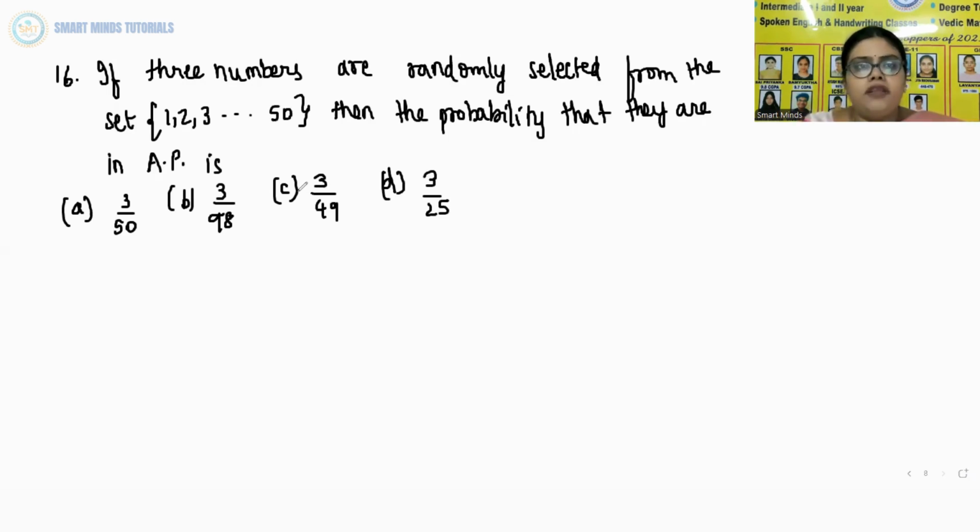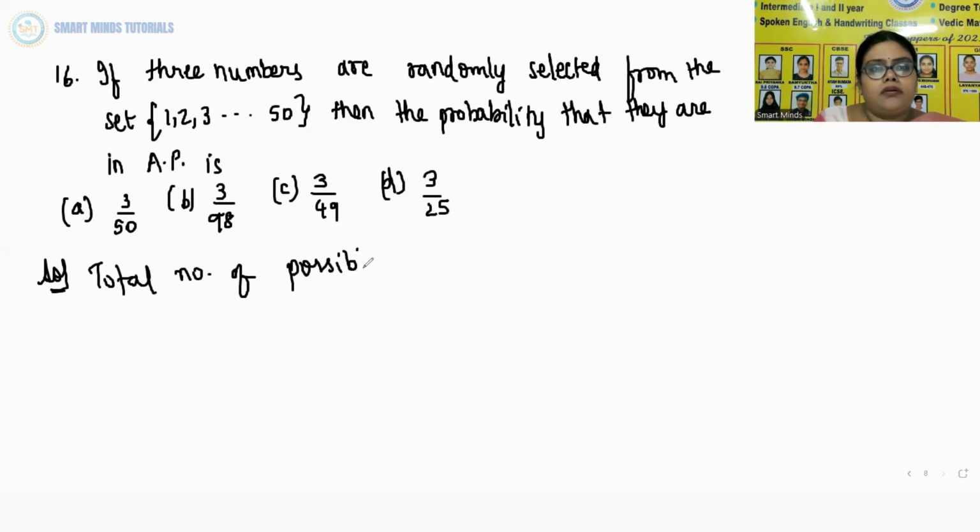Now take the next question. If three numbers are randomly selected from the set 1, 2, 3, 4, so on up to 50, then the probability that they are in AP. So first let us see what are the total number of possible three numbers, because you have to select three numbers at random. Out of 50, you have to select 3. So whenever we select, we take combination. So that is 50C3.